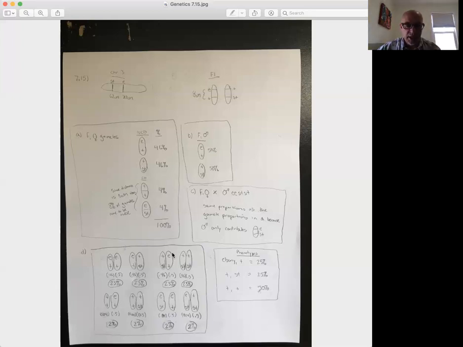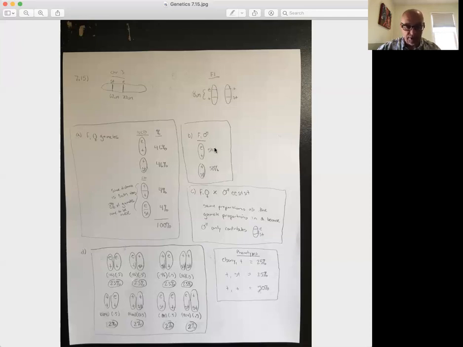Okay. The last one, part D, is a little bit more complicated. There's a couple different ways that you can do it. The answer in the back of the book gives it in sort of a table form. I think it's easier just to think about crossing these two, right? So here's your F1 males and here's your F1 females. And these are the percentages that the gametes are going to be present, right?